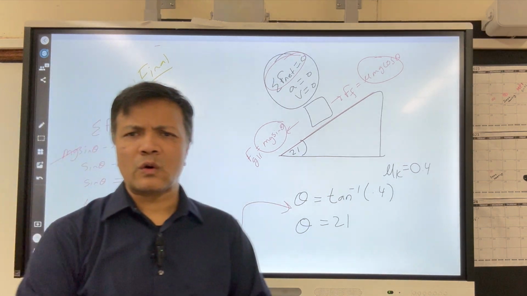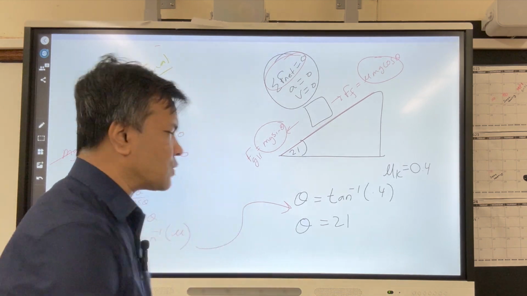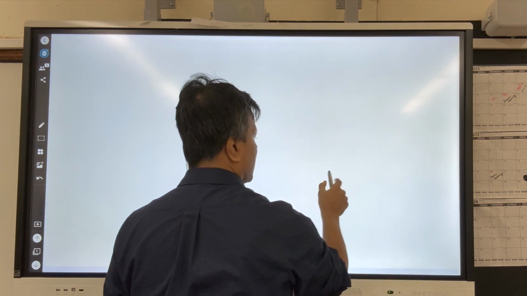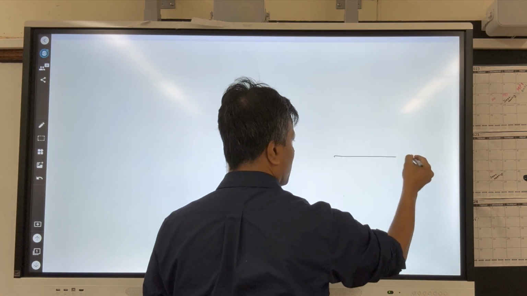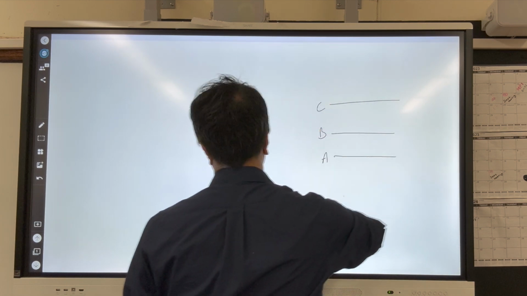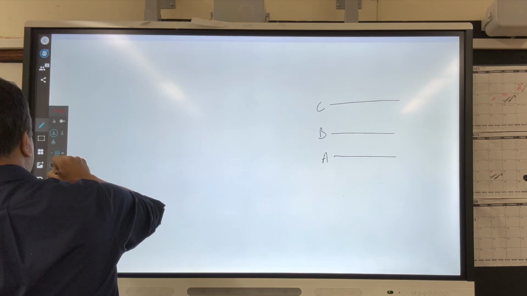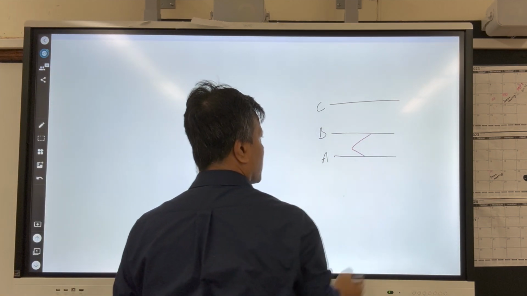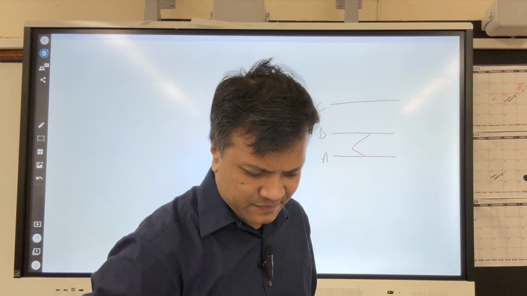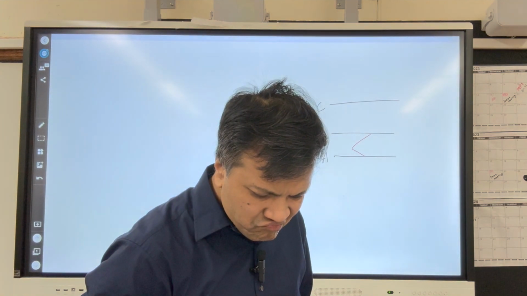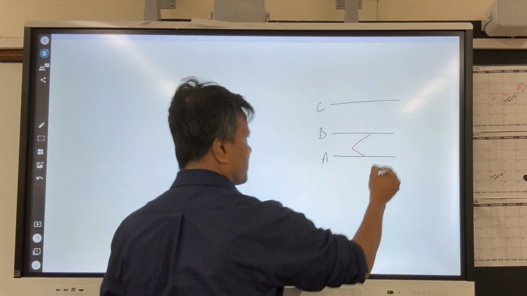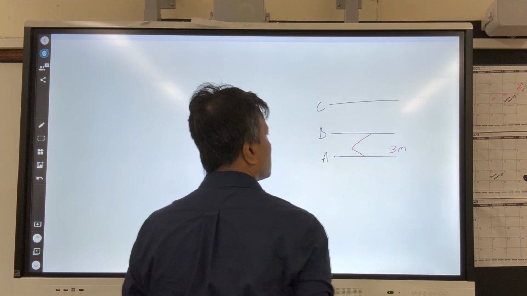Now finally I'm going to go over the last problem, which is going to be in the test tomorrow. So you're going to jump. Can you jump up without crouching? No, you cannot jump up without crouching. This is A, this is B, this is C. You have to crouch to jump up. Okay? How much are you crouching? Yesterday I gave you 0.3 meter. That's the crouching.